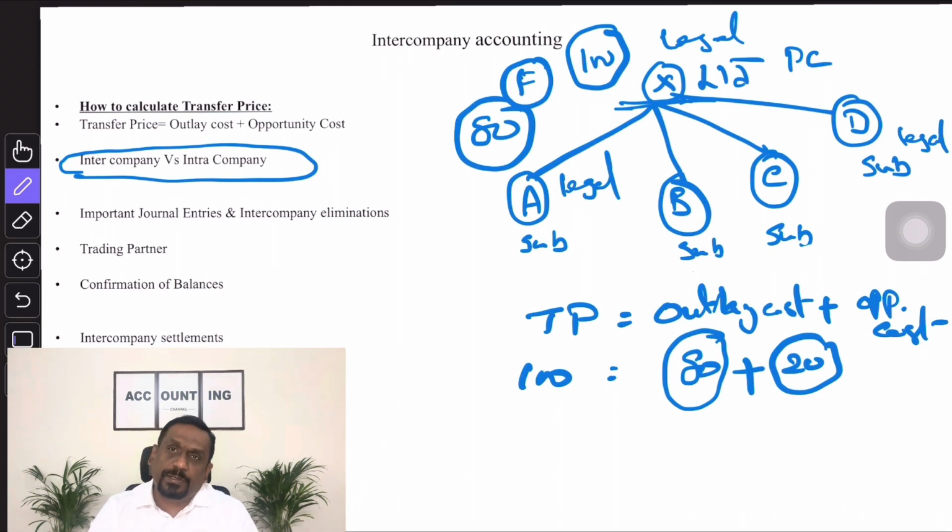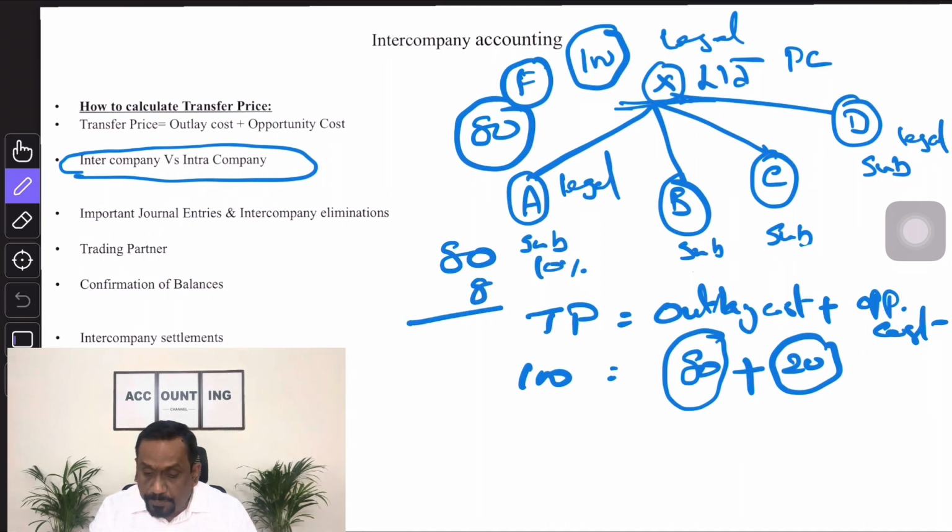Let us say cost plus model. Company X Limited has decided to transfer the product with 10% markup. Markup is nothing but additional margin added to the cost. Let us say 80 rupees is the manufacturing cost. 10% markup. 10% on 80 rupees is 8 rupees. So X Limited has decided to transfer this product at 88 rupees.